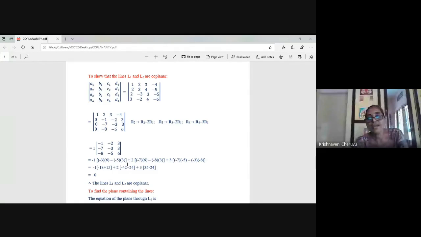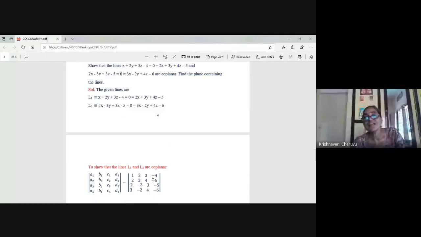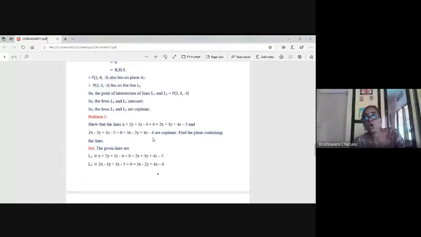Second element, you have to write the sign minus, so minus into minus plus. So you ignore the second column, first row. So minus 7 into 6 minus 8 into 3. And then 3 times the last minor. Okay, so what happened here? If you substitute the values in this and expand the determinant, you're getting it as 0. So the lines are coplanar. So the given lines which are in unsymmetric form are coplanar. First part of the question is over.